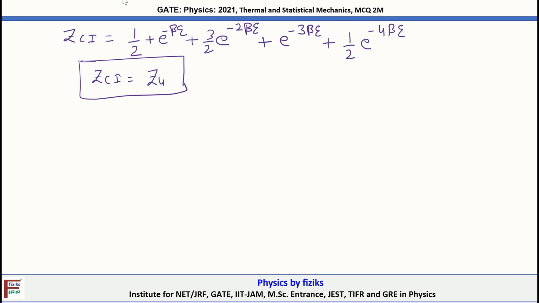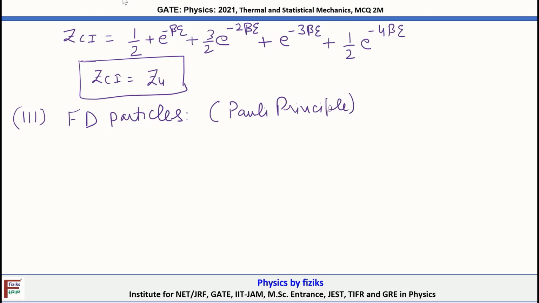So now let's take the third case. The third case is when we treat the particles as fermionic, FD particles. Okay, so that means when we treat the particles as Fermi particles, they are subjected to the Pauli principle. So that means we cannot put more than one particle in a single particle state. Okay, so let's see how many microstates are accessible to such a system.